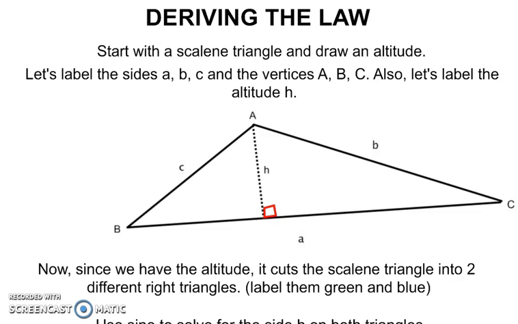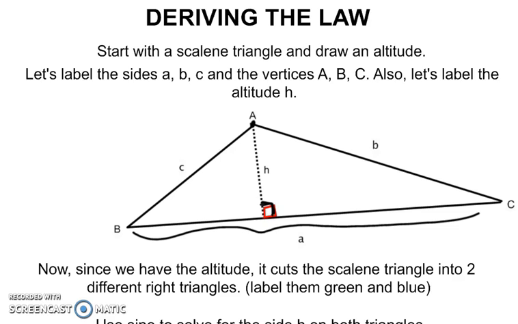On your paper, you have a scalene triangle, and I want you to draw one of the altitudes. Remember, an altitude has to come from a corner of a triangle and go perpendicular to its opposite side. I labeled the angles A, B, and C, and then their opposite sides, side a, side b, side c. And I called the altitude h. You might want to do the same so our letters match.